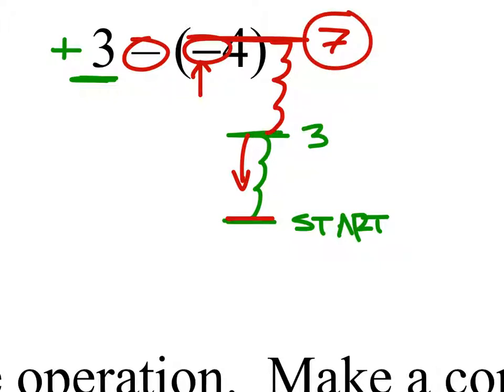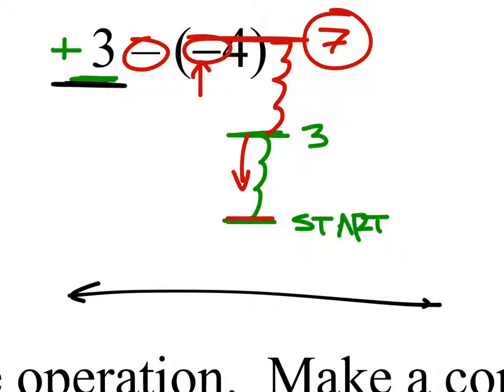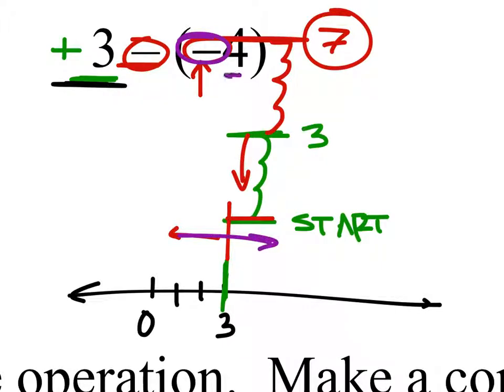So on a number line, remember the first number is where we always start. So I'm going to start at 3: 1, 2, 3. That's our starting point. Well, this says to subtract. Which direction is subtraction? It's to the left. But the negative right here tells us we're going to do the opposite of left, which is to the right. How far? 4 units: 1, 2, 3, 4. That's 7, and so that's why the answer there is 7.